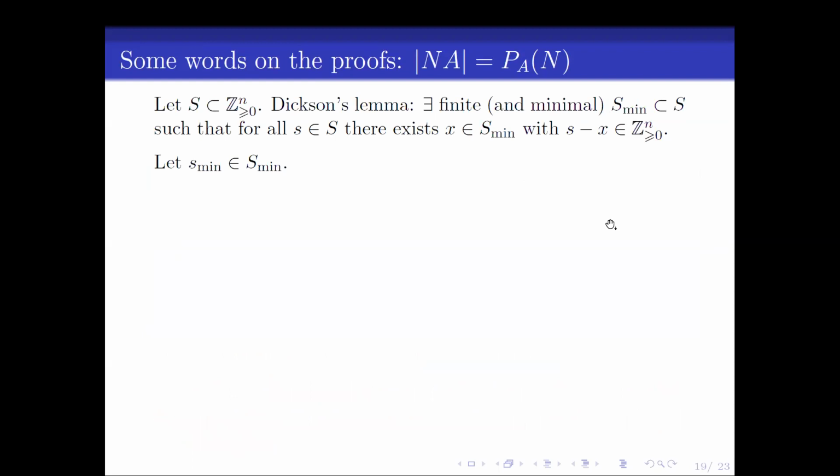How might we control an element in S min? Well, here's a possible approach. Let's take some explicit element of S. Say we can get our hands on something explicit in S, call it S star.